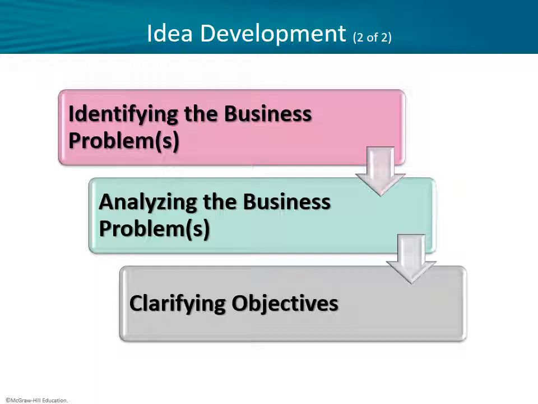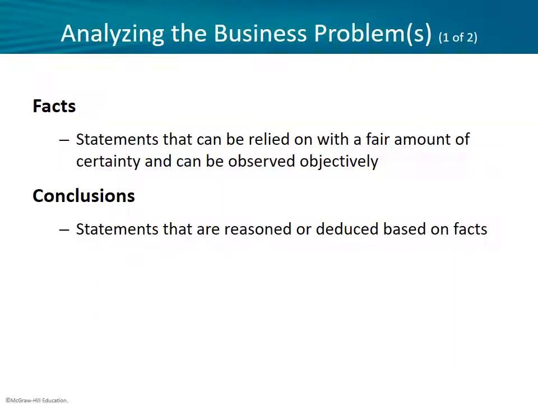Business professionals use many methods of bringing out their best thinking. Generally, for complex problems, such as the opening case, writing ideas down in some form is an important part of developing sound ideas from the information gathered. In this section, we focus on three broad areas: identifying the business problem, analyzing the business problem, and clarifying your objectives. Analyzing the business problem typically involves uncovering relevant facts, making conclusions, and taking positions.